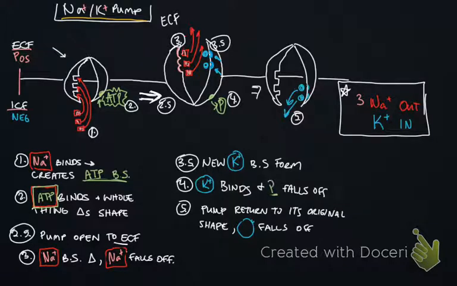A phosphate from our ATP falls off. And then our pump is going to return to its original conformation like it looked before at the very beginning. And when it does this, our potassium binding sites change again, and our potassiums fall off into the inside, into the intracellular fluid. So we add 2 positive potassiums in. And that is what makes the outside of the cell more positive than the inside.